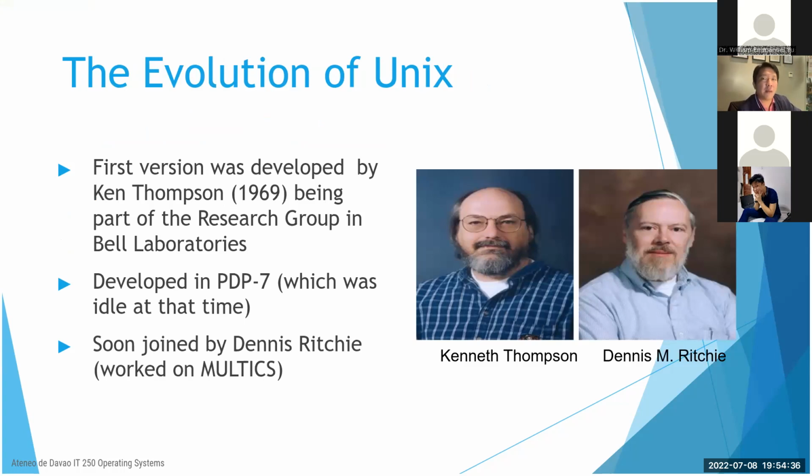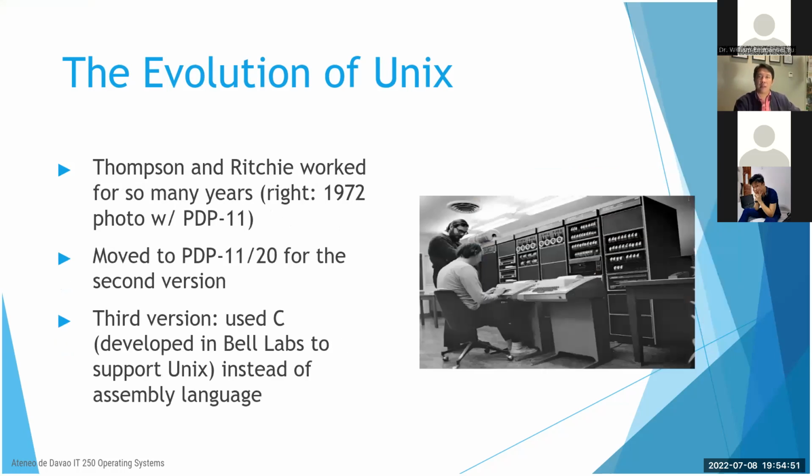They were basically developing on a machine called the DEC PDP-7, which was not being used at the time in their lab, Bell Laboratories, which was part of AT&T, right? So they were working on many things. One thing they worked on was the C programming language, which they invented, and they developed Unix on top of C.